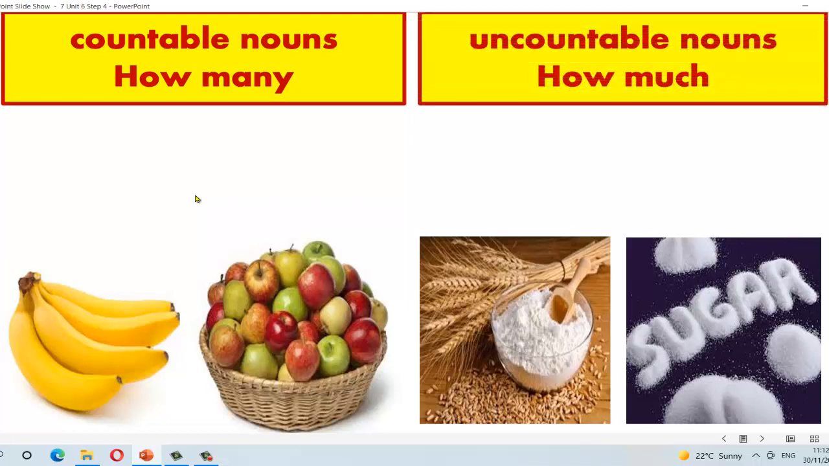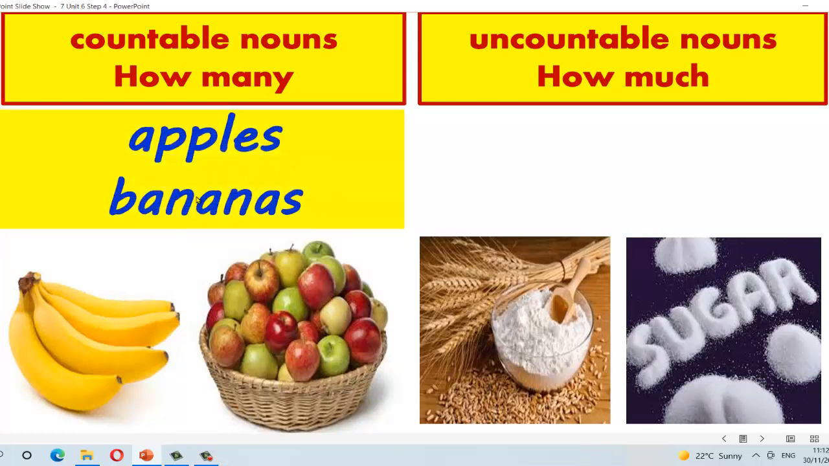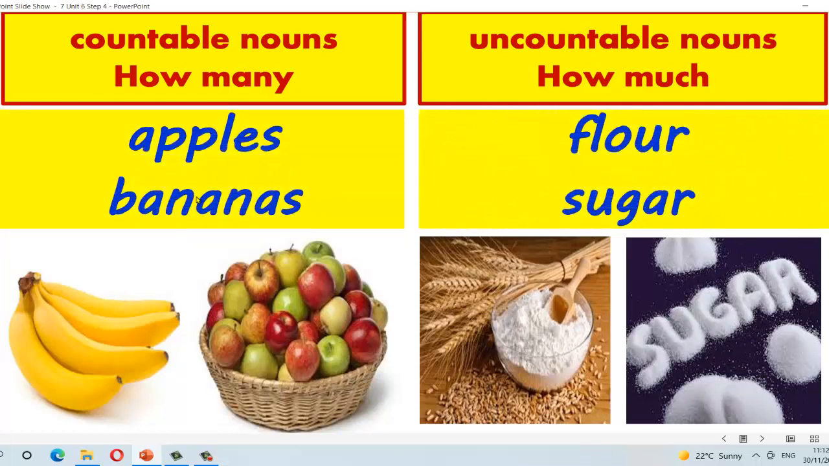But for uncountable nouns, we ask with how much. We ask with how much about amounts and quantities. How much rice do you need? How much sugar do you need? Flour, sugar, these are amounts. We ask with how much. How much flour do you need? How much sugar do you need?